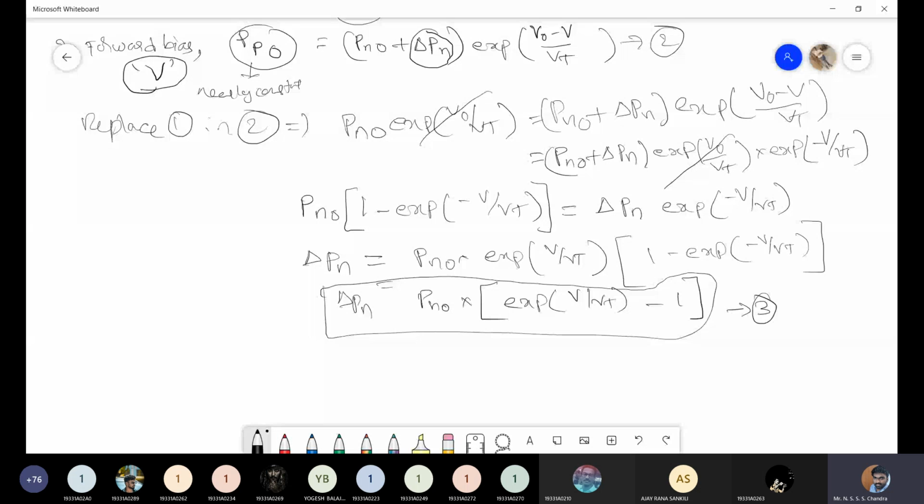So till here please copy. I may extend the class by 5 or 10 minutes in order to complete this derivation, so please keep that in mind.